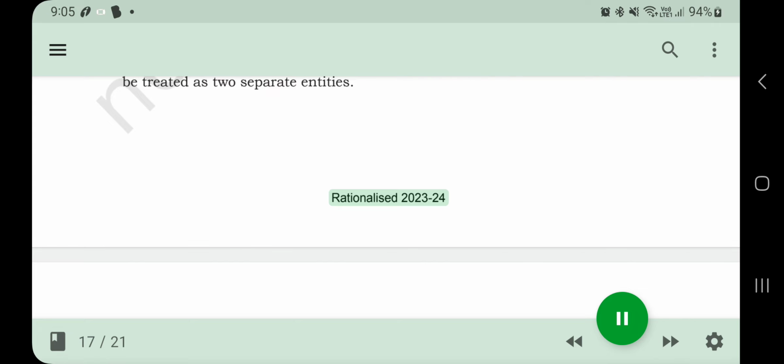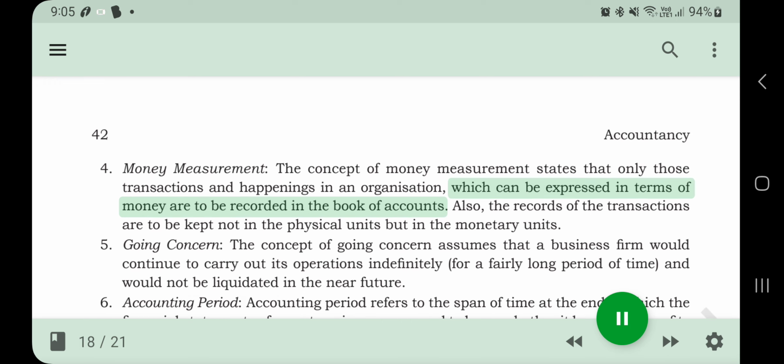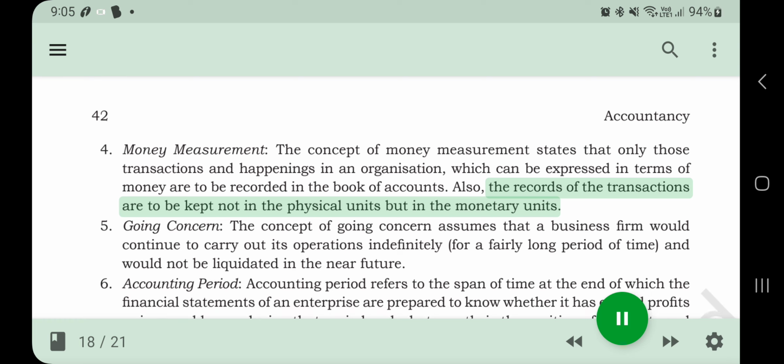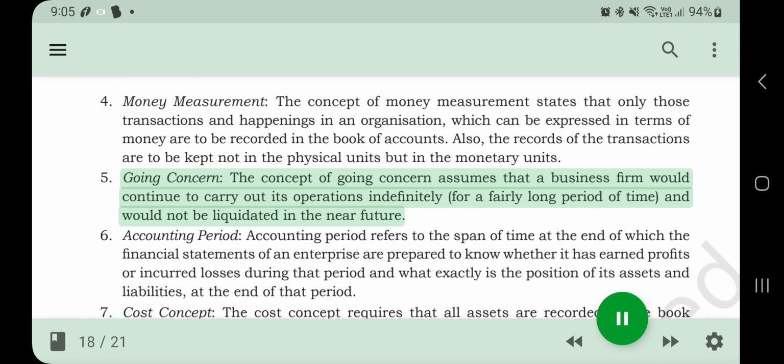2023-24 Accountancy. 4. Money measurement. The concept of money measurement states that only those transactions and happenings in an organization, which can be expressed in terms of money, are to be recorded in the books of accounts. Also, the records of the transactions are to be kept not in the physical units but in the monetary units. 5. Going concern. The concept of going concern assumes that a business firm would continue to carry out its operations indefinitely, for a fairly long period of time, and would not be liquidated in the near future.